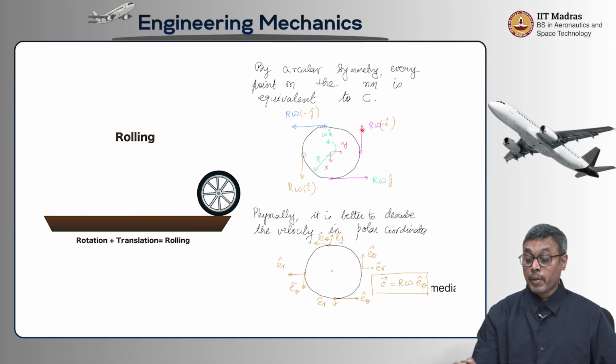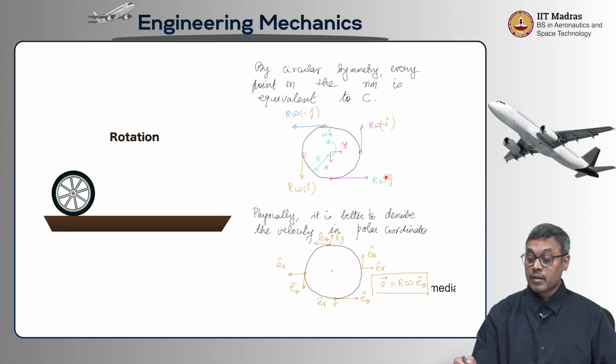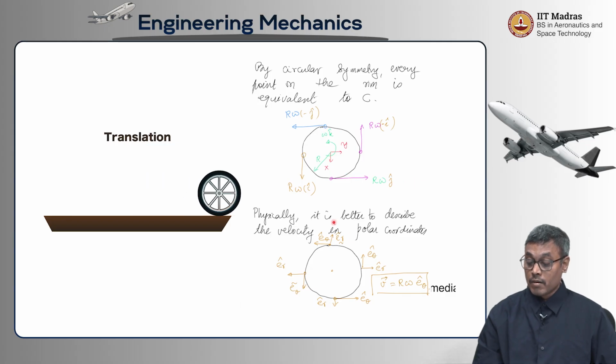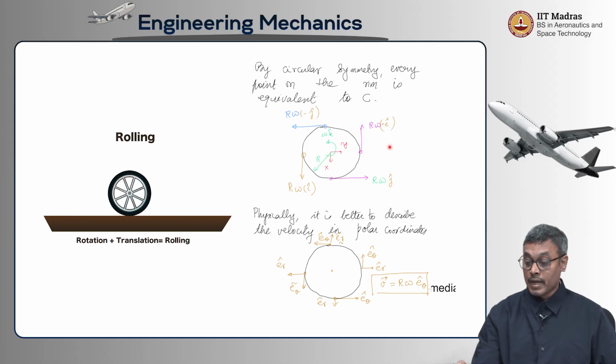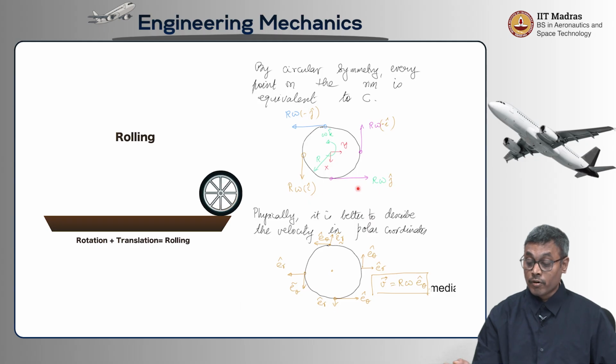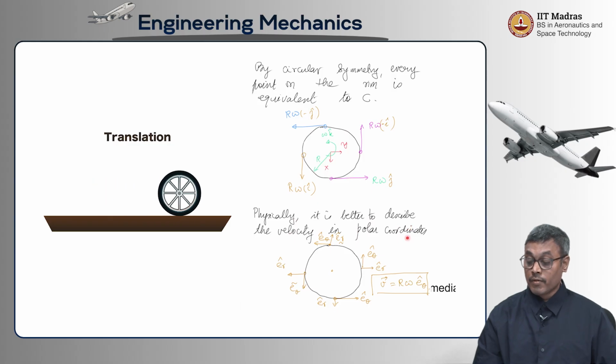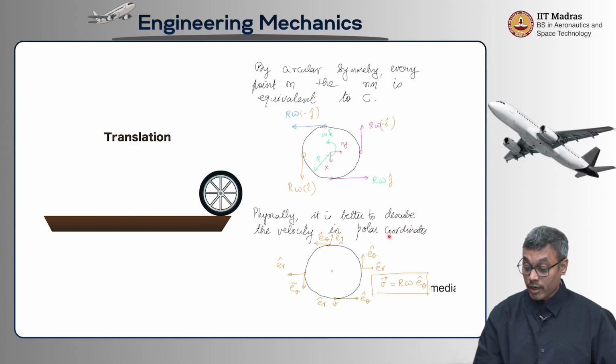There is a certain simplicity to this picture. Tangential velocity is constant, its magnitude is r omega, that is all. But what we have to do is write i hats and j hats and so forth. So, to avoid this confusion, this mess, it is better to describe the velocity in polar coordinates.